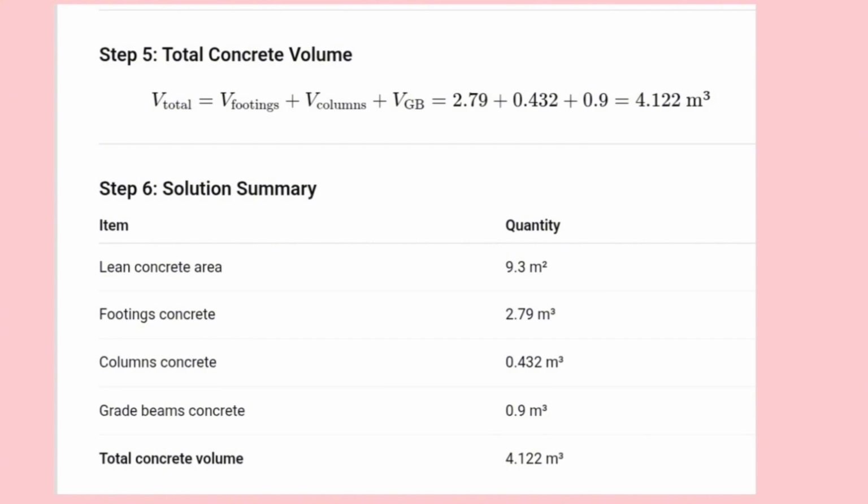To summarize the solution, lean concrete area is 9.3 square meters. Footing concrete volume is 2.79 cubic meters. Column concrete volume is 0.432 cubic meters. Grade beam concrete volume is 0.9 cubic meters. Total structural concrete volume is 4.122 cubic meters. This example explains the standard method of concrete work measurement for Chapter 3.